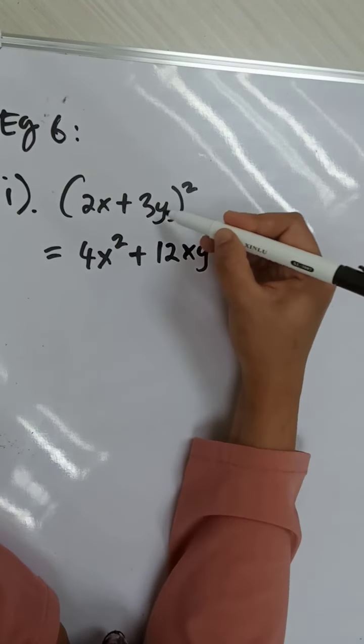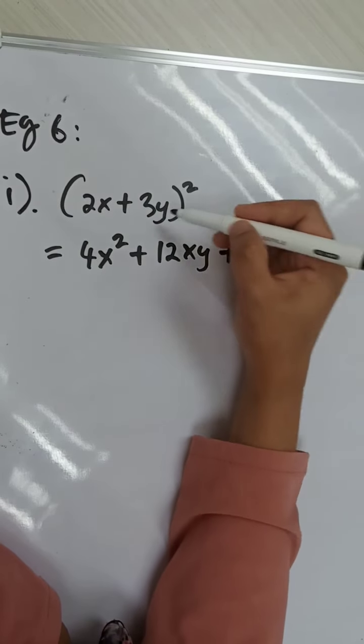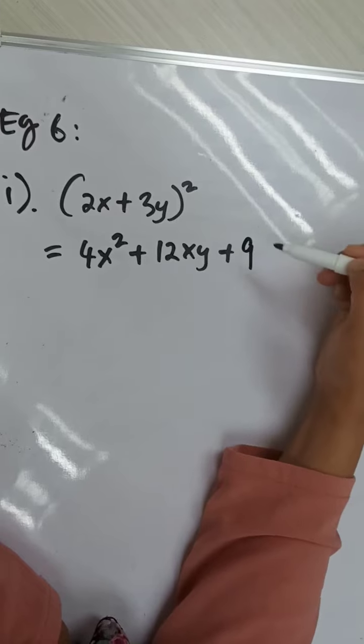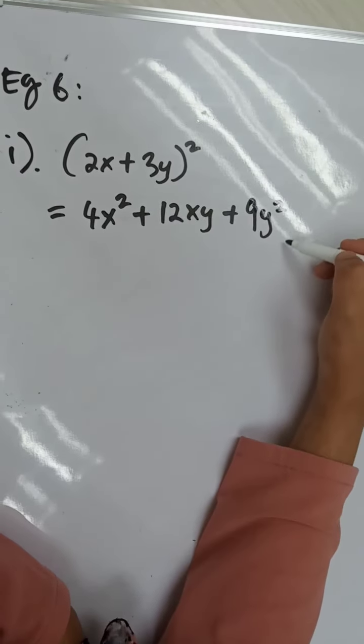And then plus, we have to square the second term. This is the third step, where we have to square the second term. So we get 3 square, we get 9, and then y square. So this is the solution for number 1.